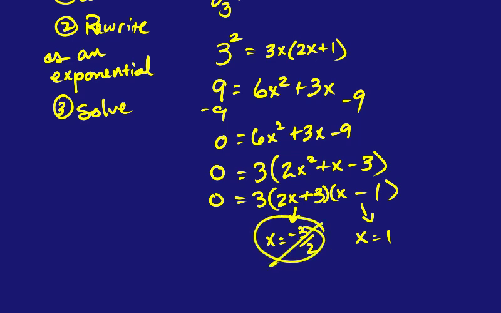This one's no good. And remember, I'm not crossing it off because it is negative. I'm crossing it off because when I plug it into the original problem, it makes the inside of the logarithm negative, and so that's why I'm crossing it off. The 1 will work out, and we are okay.